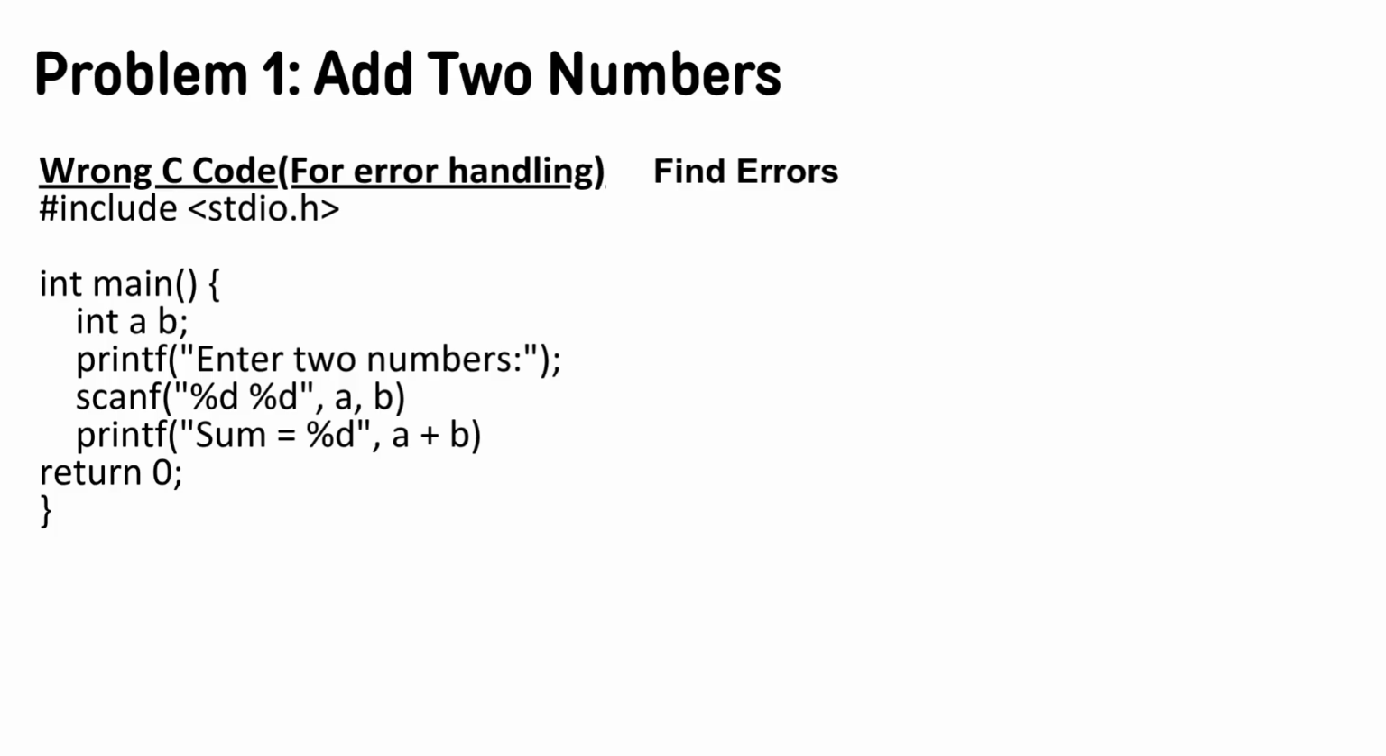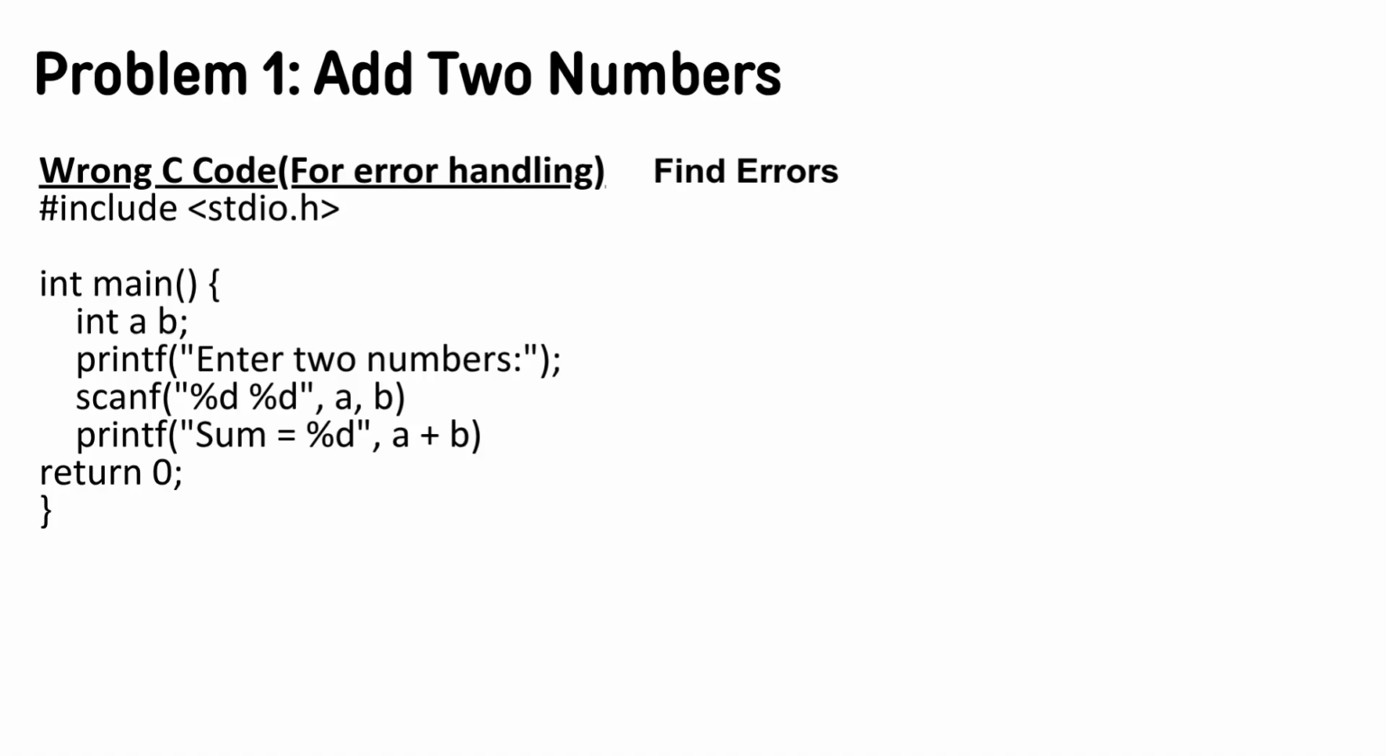Consider the given program to add two numbers. Here we intentionally created some errors. Look at the line immediately after the main function. Int a space b. Here a comma is missing. Missing a comma between variables is not allowed in C. C requires commas when declaring multiple variables.